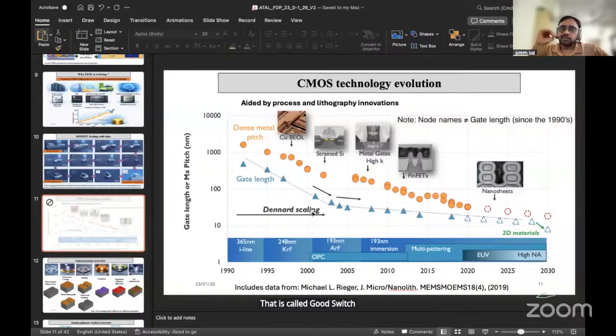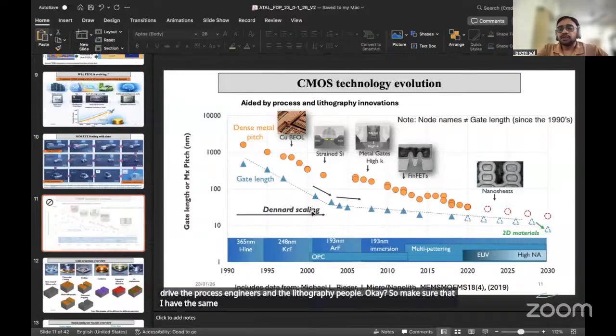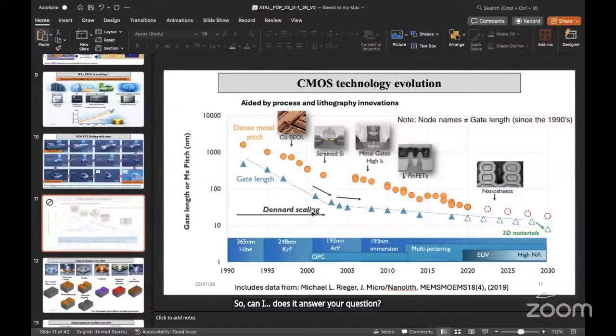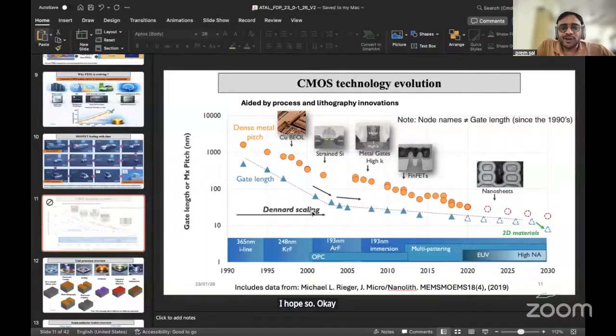That will always drive the process engineers and the lithography people, to make sure that I have the same Ion current. So does it answer your question? I hope so.